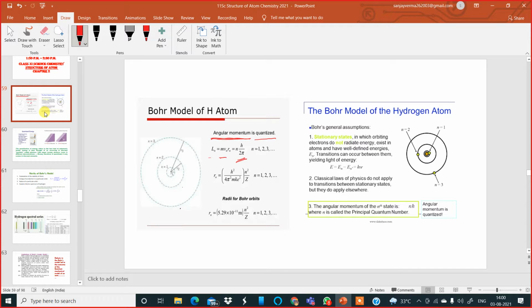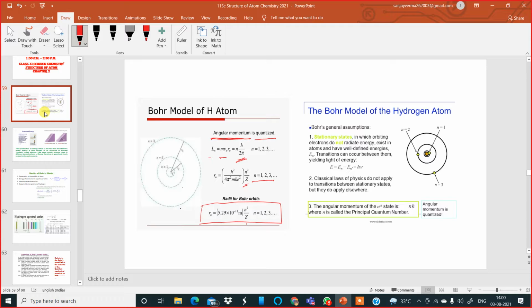And in this formula, to get the radius of the nth orbit, it is h square by 4 pi square m e square, into n square by z. This z stands for atomic number. n can be 1, 2, 3, etc. Moreover, the radius of the Bohr orbits is also discussed here. It is 5.29 into 10 power minus 11 meter, n square by z, depending upon which atom you are considering.